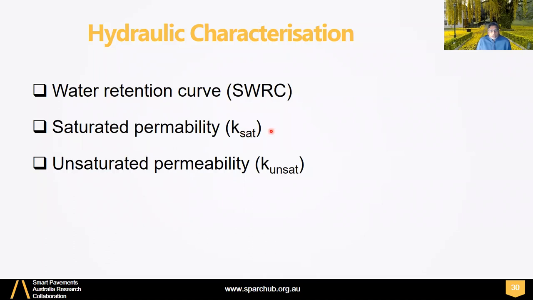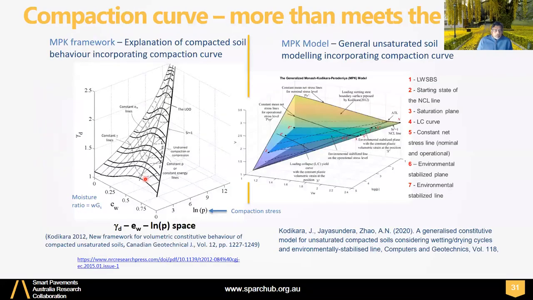In such cases, we may be referring to the saturated permeability. But unsaturated permeability is when the soil is in an unsaturated state. That's different. So as you can see, a compaction curve has a lot of hidden information embedded in it. We are only using a small amount of it.